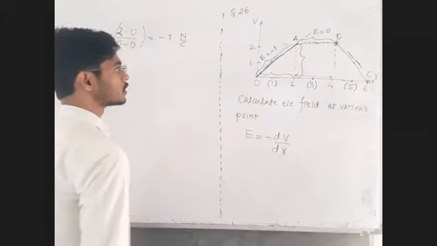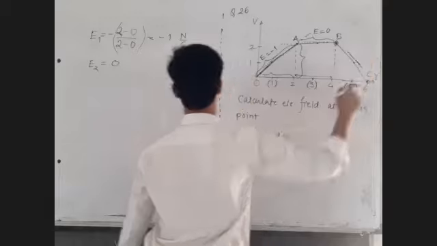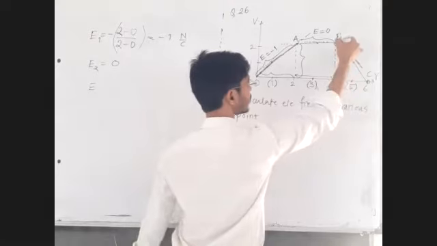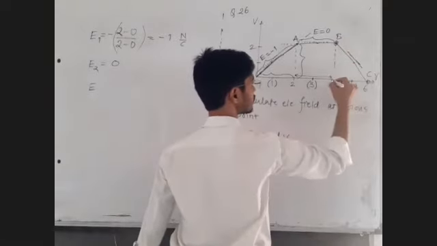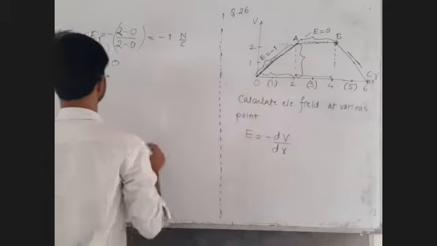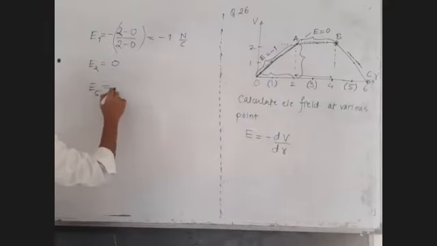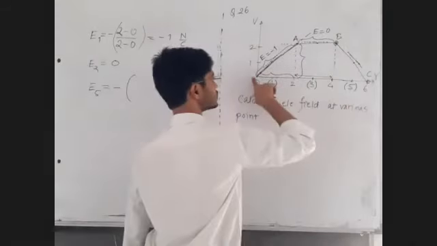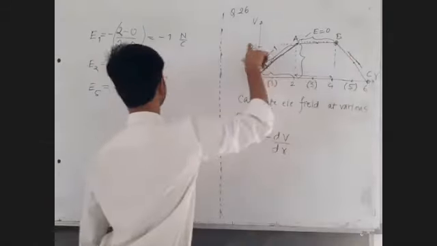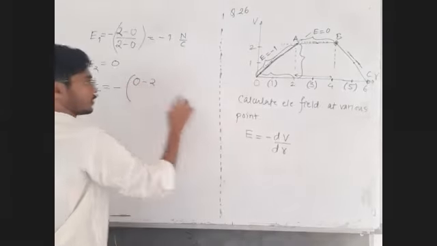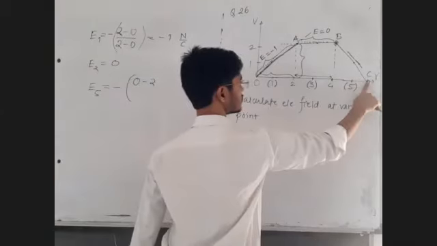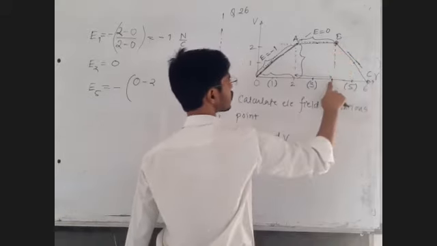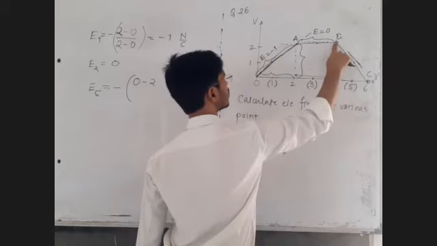Okay. Now in this region, let us try to find this. The electric field at point 5, or any point between B and C, or between 4 and 6, is the negative of the slope. Slope is the change in y coordinate. Final y coordinate is 0, initial y coordinate was 2. The final point is 6, 0: x coordinate 6, y coordinate 0. The initial point is 4, 2: x coordinate is 4, y coordinate is 2.